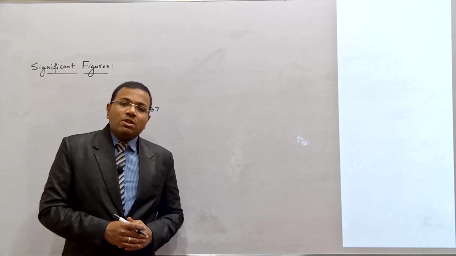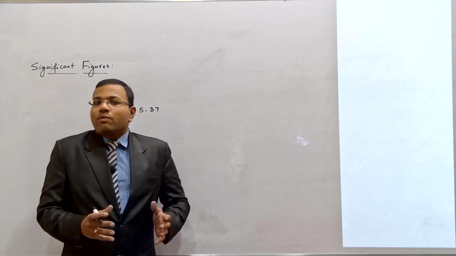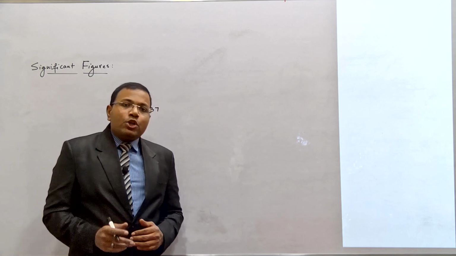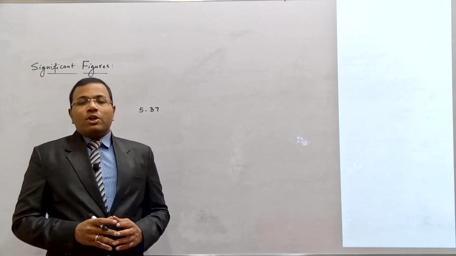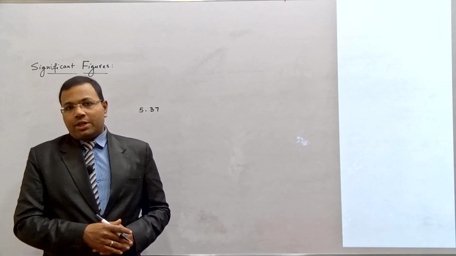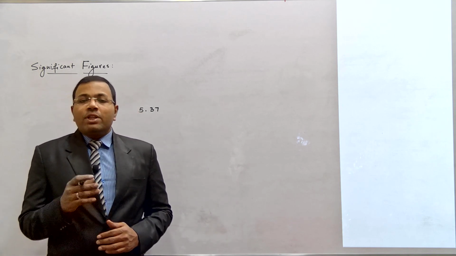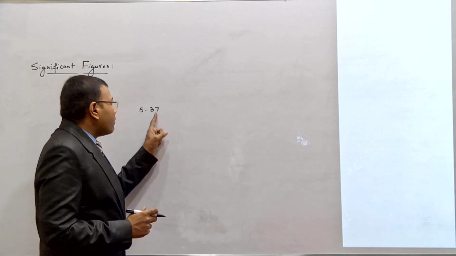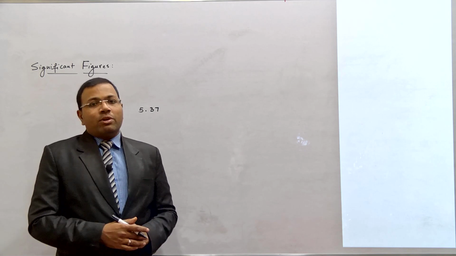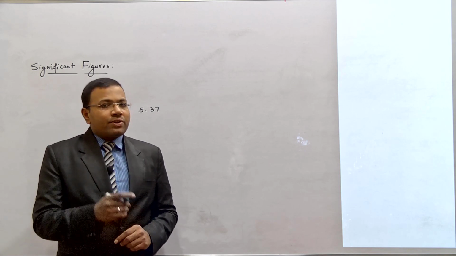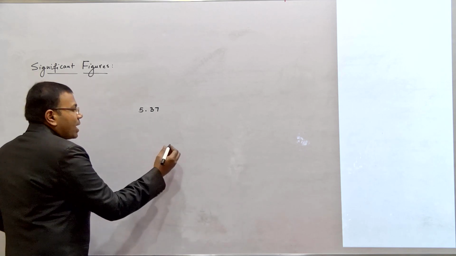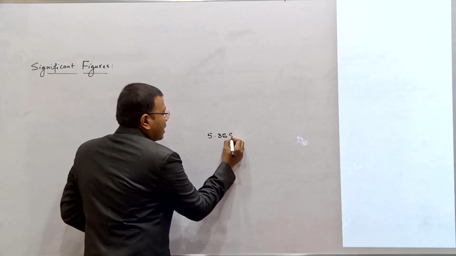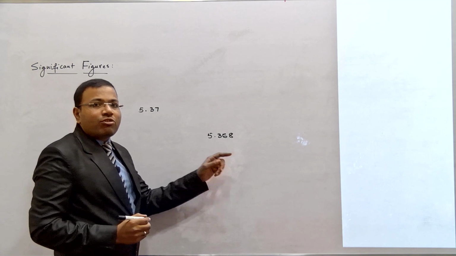Why am I using the word uncertain? The reason is that with this 7, we don't know whether we got it from an accurate measurement, or whether we got this 7 after rounding of the numbers. You know what rounding of numbers is? Let us take an example. Suppose I take one number, 5.368.